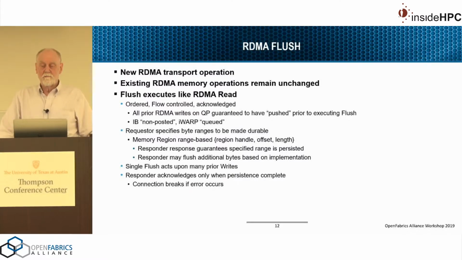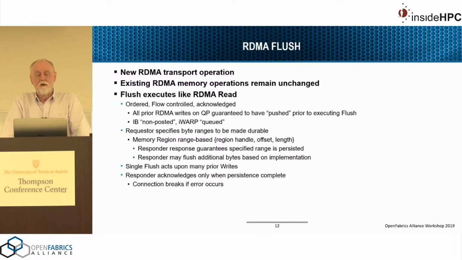It executes on the wire and in the NIC very much like an RDMA read. It's ordered, it's flow controlled, it's acknowledged, right? Just like an RDMA read. You have strong guarantees about how it behaves with respect to RDMA writes and other RDMA reads. And it's acknowledged. You send a request, you get a response, right? With RDMA write, you get a transport ACK, but you don't get an RDMA ACK. There's no such thing. So this is an explicit operation, bidirectional.